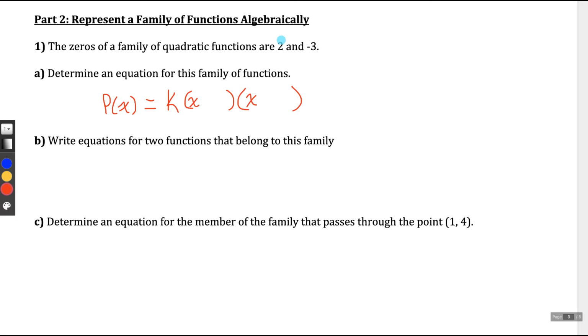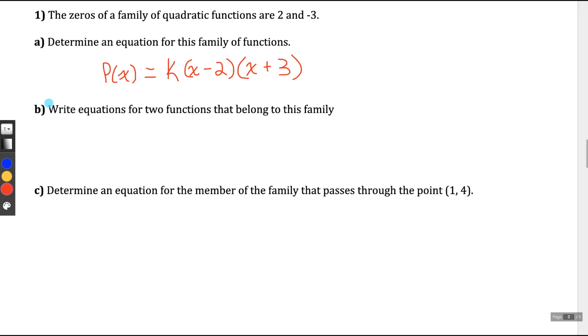I need a factor of x that when set to 0 and solved, I get 2. So that would be x minus 2. And I also need a factor of x that when I set it to 0 and solve, I would get -3. So that would be x plus 3. Do you see how the factor of x minus 2 creates an x-intercept of 2? Right, because if we plugged in 2, we'd get k times 0 times 5.